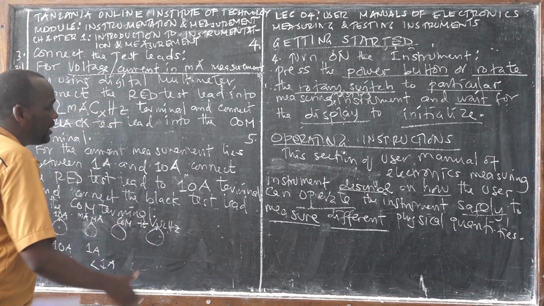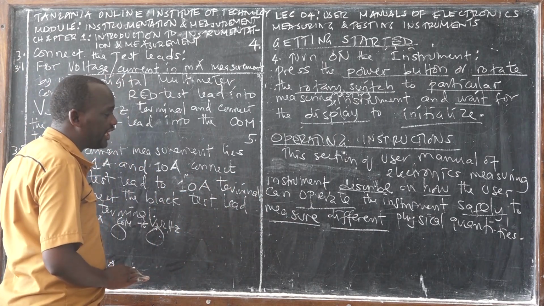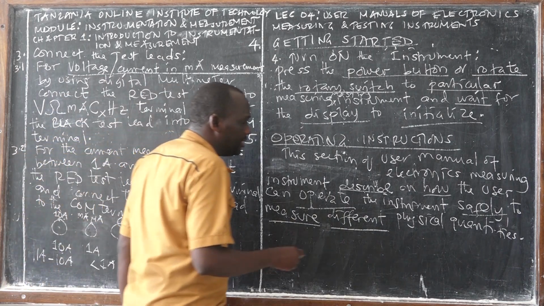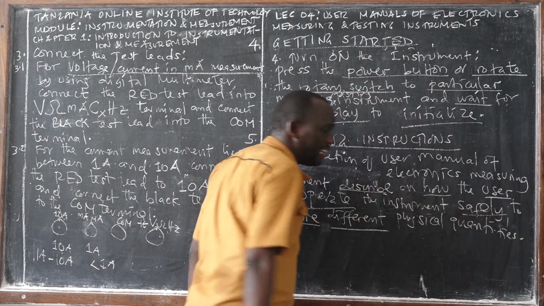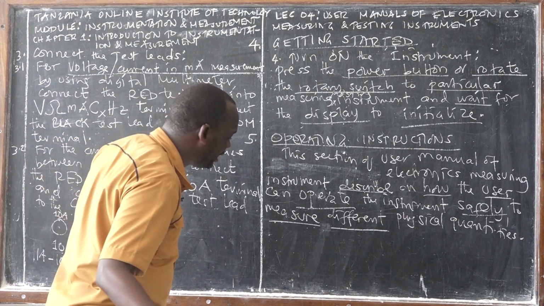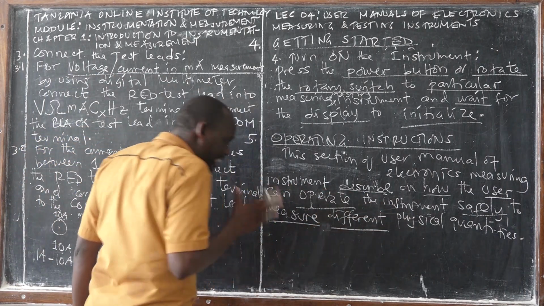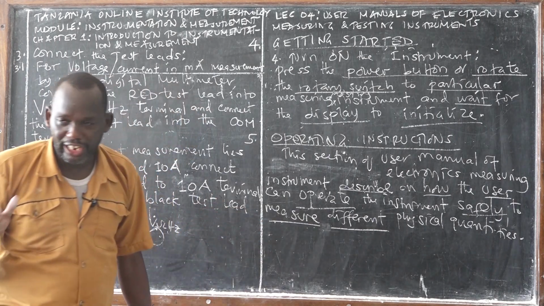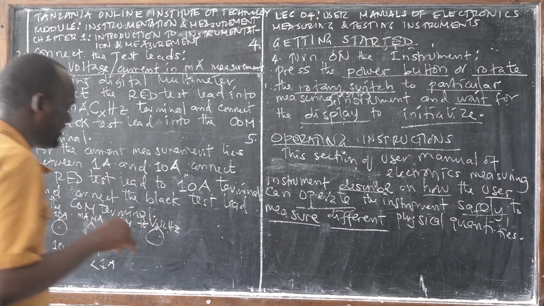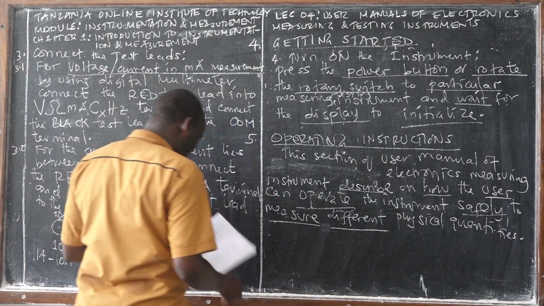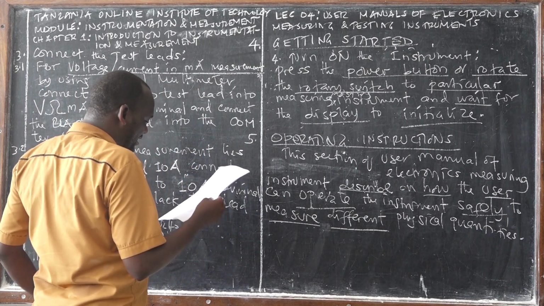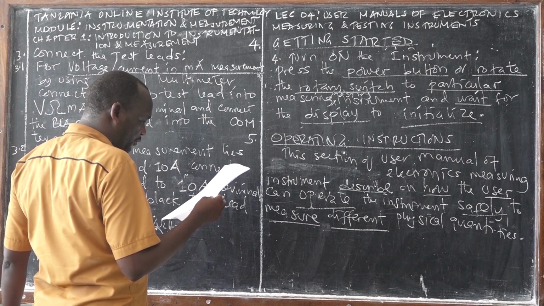So this section of the user manual for electronic measuring instruments describes how the user can operate the instrument safely to measure different physical quantities. Say the user. So your neighbor is the user, right? Ask your neighbor, can I operate you safely? Then let us just have a few examples.